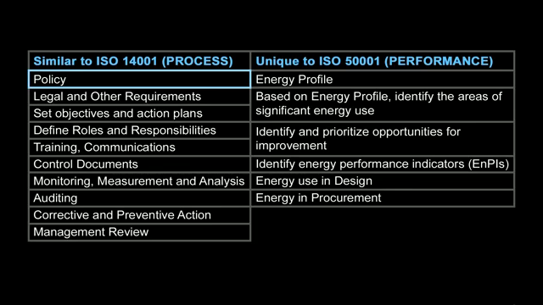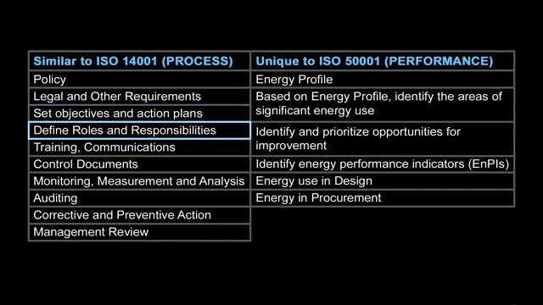But let's chat about this process part for a moment. Almost every one of the elements in 50001 are also found in 14001. So there is a requirement to develop an environmental policy in 14001. There's a requirement to develop an energy policy in 50001. You also have to identify your legal and other requirements. You have to identify your objectives and targets and develop action plans to achieve those objectives and targets.